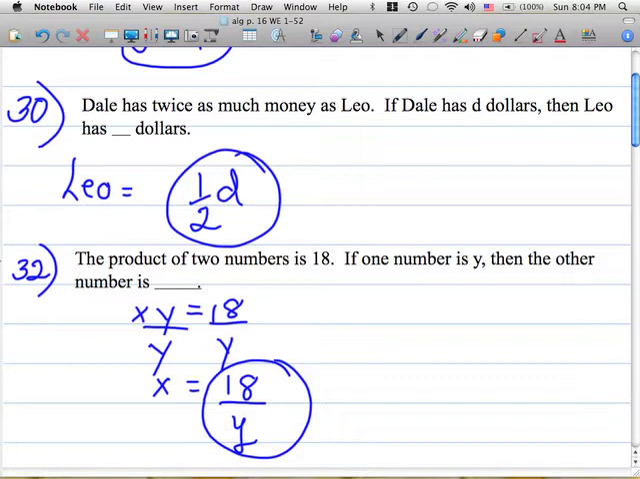32, the product of two numbers is 18. If one number is y, then the other number would be represented how? Here I have x times y equals 18. Two numbers multiplied together equal 18. And I'm trying to figure out how to represent the other number. So I'm going to divide both sides by y. So if I took 18 and divided by y, I could figure out x. So it's 18 divided by y.